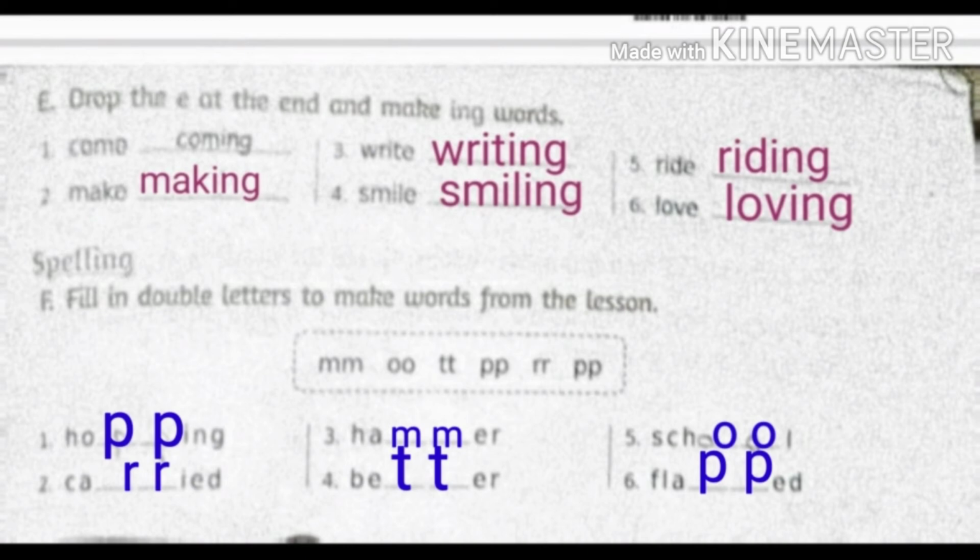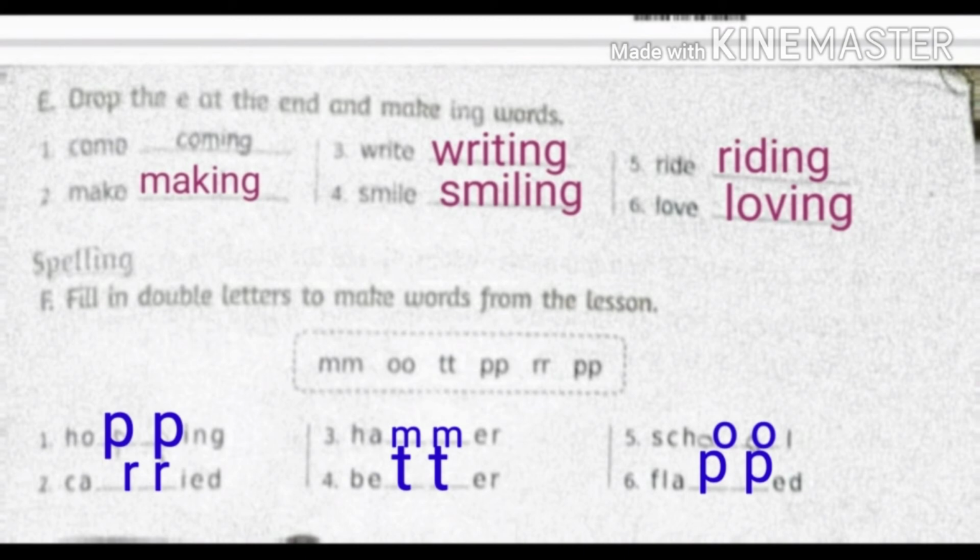So let's start. The first word is HO double-ing. The suitable letters are double P, hopping. H-O-P-P-I-N-G, hopping. Now the next word is CA-I-ED. The suitable letters are double R, carried. C-A-R-R-I-E-D, carried. Now the next word is HA-ER. The suitable letters are double M, hammer. H-A-M-M-E-R, hammer.